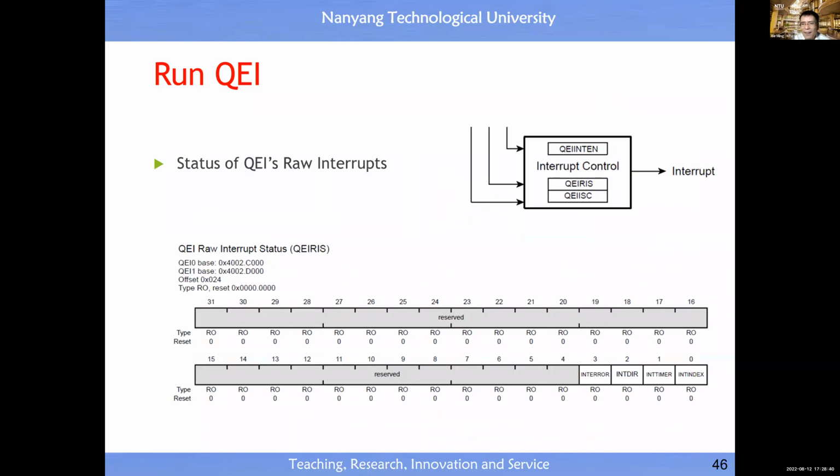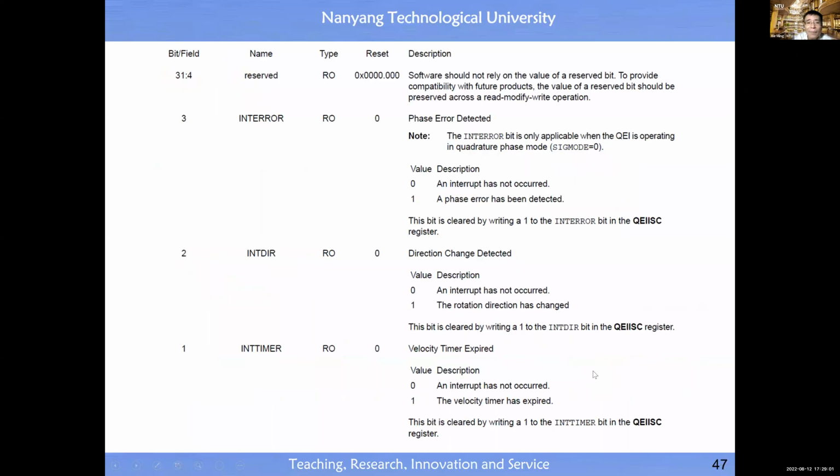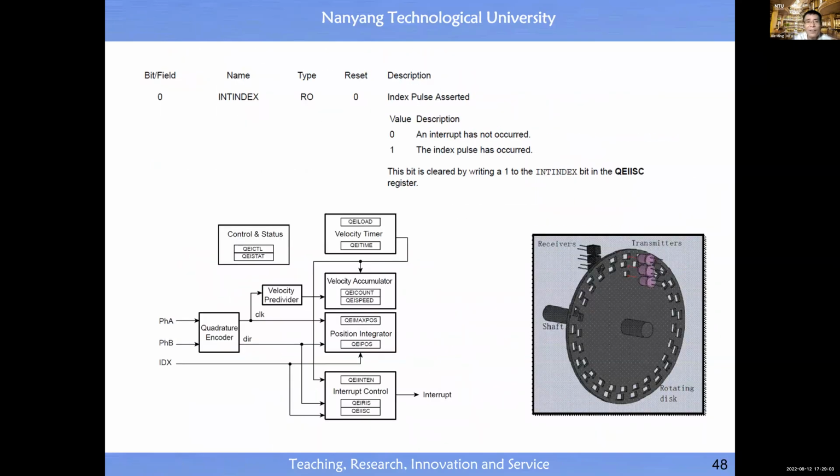Then the rest is interrupt. They will tell you whether I detect the presence of a reference. This is a zero position. This is just for you to know the zero position of your sensor. Or the timer reaches maximum or minimum, there is a change of direction or not, or some internal error. So you can read all this meaning.